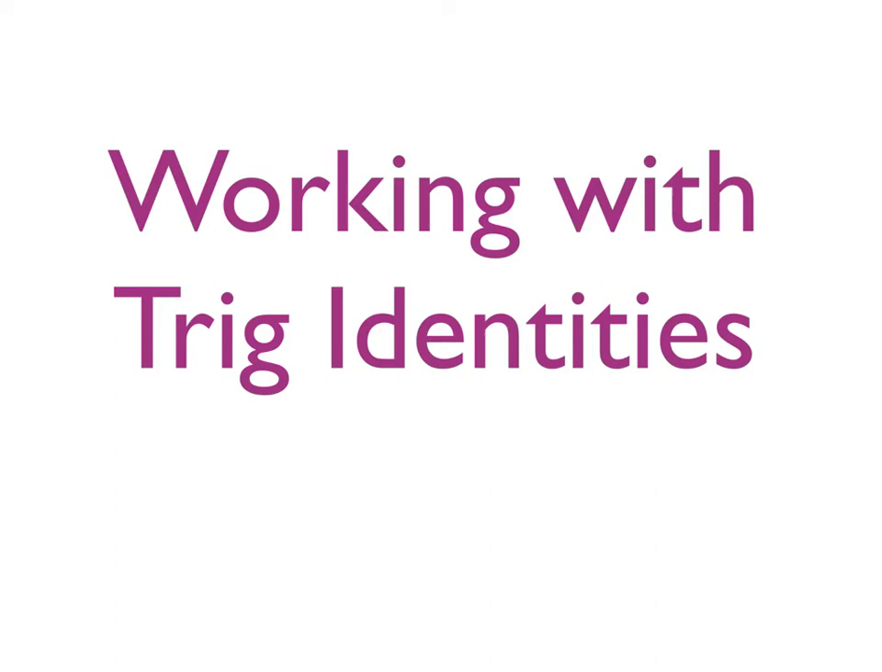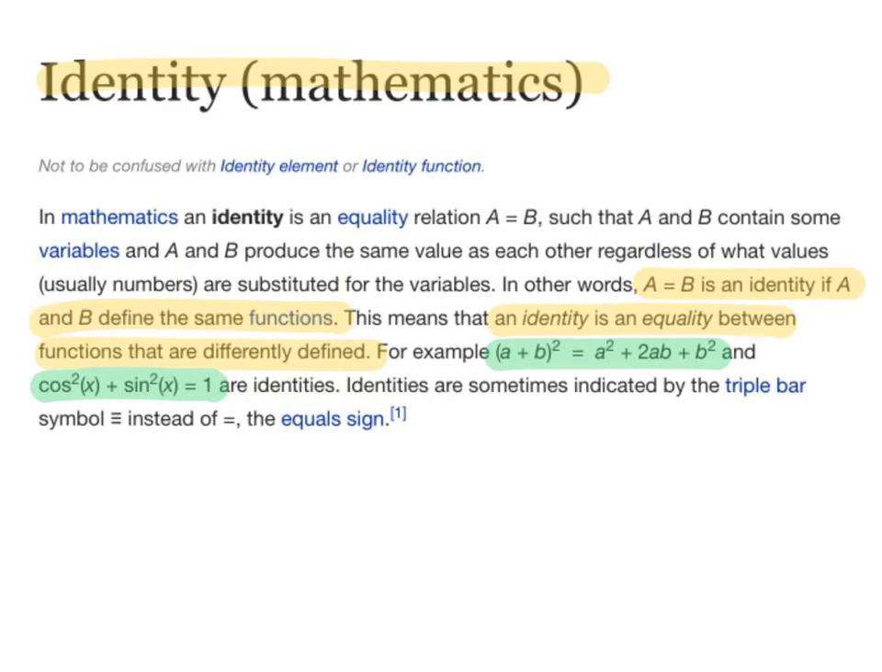In this video, we're going to be doing more work with the trig identities that we've been studying. Let's start with the basic definition of an identity. I took this straight from the Wikipedia page, but it does a really good job of explaining what that is. Essentially, if you have A and B and they're both functions, it's an identity if A and B define the same function. For example, this thing highlighted in green, if I have (a + b) all squared, that gives me a squared plus 2ab plus b squared if I FOILed that out or expanded that.